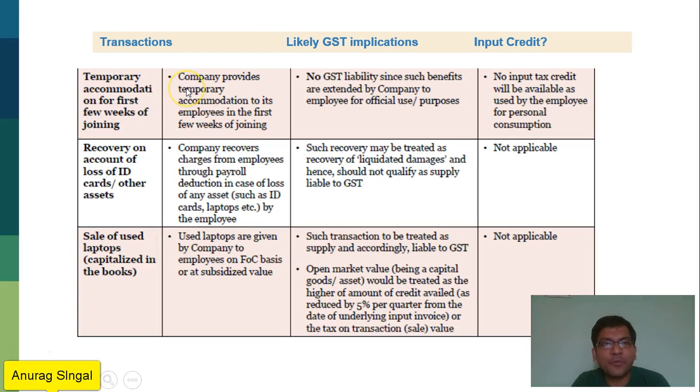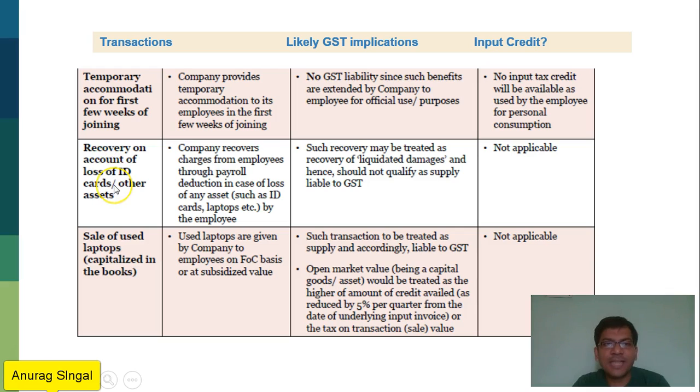So for example, the company provides transit accommodation. First 2 weeks of joining will be in the company's guest house. It's no GST liability because it's for official use. And the company will not get any input credit also because it's the employee who is using that service for his personal consumption. He's staying or his family is staying, so there will be no credit.